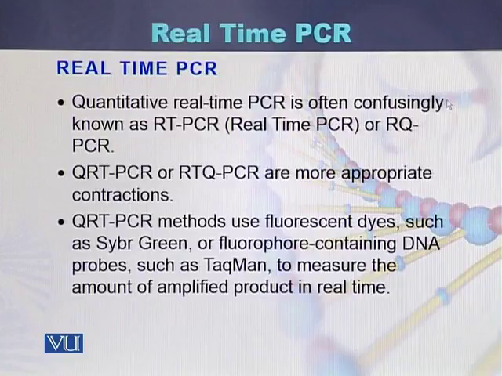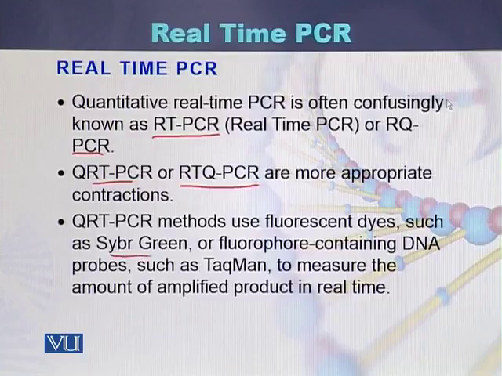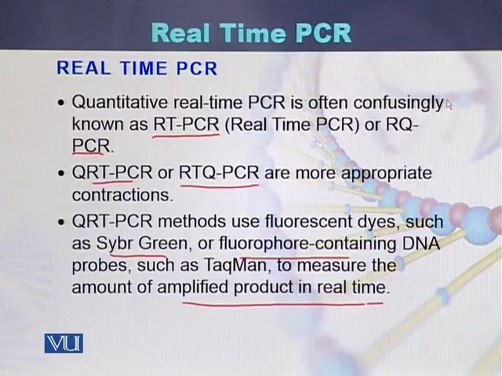Real-time PCR, also called quantitative real-time PCR, is often confusingly known as RT-PCR, real-time PCR, or RQ-PCR. QR-PCR or RT-qPCR are more appropriate contractions. QRT-PCR methods use fluorescent dyes such as SYBR Green, or fluorophore-containing DNA probes such as TaqMan, to measure the amount of amplified product in real time.